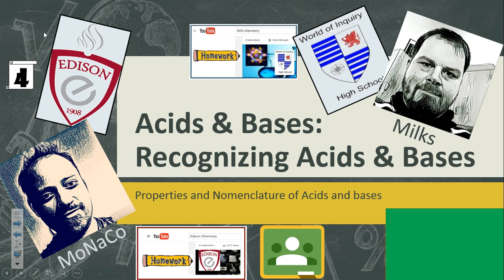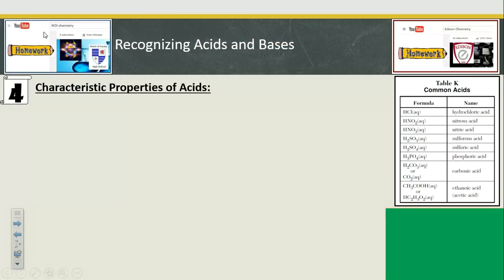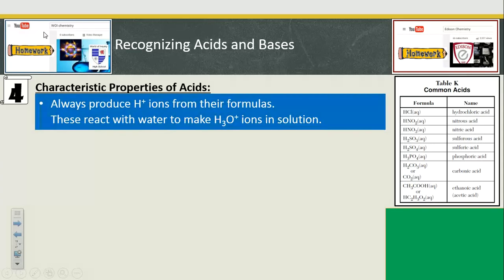So, this lesson is about recognizing acids and bases, so the properties and names of acids and bases. The first thing we'll start out with is the characteristic properties of acids. These will always, always, always produce hydrogen ions from their formulas. And they react with water to make that H3O plus. So when an acid releases a hydrogen ion, it bumps into a water molecule and it makes an H3O plus ion. That is the nature of an acid, okay?